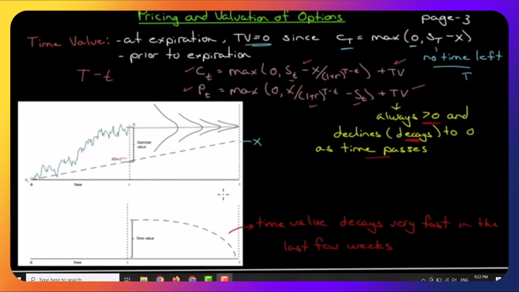So we'll look at this chart down here, and I'll try to make sense of it for you. Let's look at this bottom chart first, time value, and let's just assume that we have 6 months to expiration. So this period, T minus T, let's say is 6 months. And we'll draw something around the 3-month time mark, and we'll draw something around the 1-month time mark. Time value decays very fast in the last few weeks. Notice how fast the time value decays.